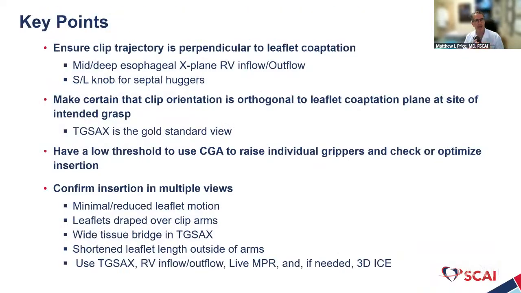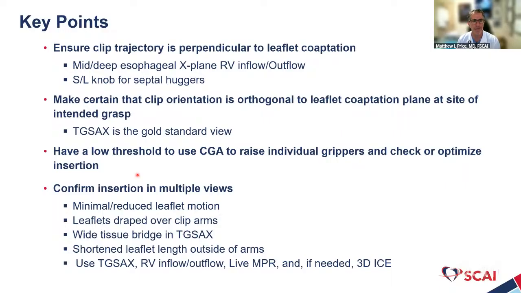So key points then, you need to ensure your clip trajectory is perpendicular to the leaflet coaptation. You do that generally in the X-plane RV inflow outflow. And remember that SL knob, it's the unlock for septal hugging. Make certain that your clip orientation is orthogonal to the leaflet coaptation plane at the site of the intended grasp. Really, transgastric short axis is your friend, and you're still above the leaflets at that point. You then close the arms, cross the leaflets, open up the arms, and reconfirm orientation. And when you do your grasp, have a low threshold to use control gripper actuation to raise the individual grippers, look at your insertion, and optimize it.